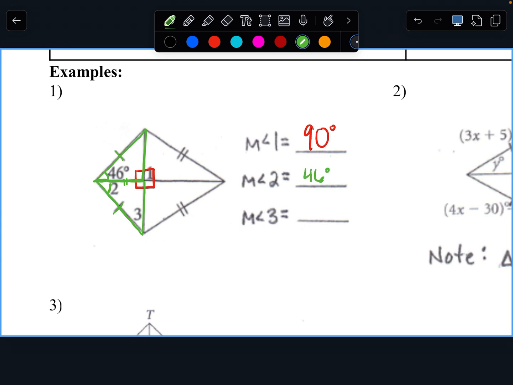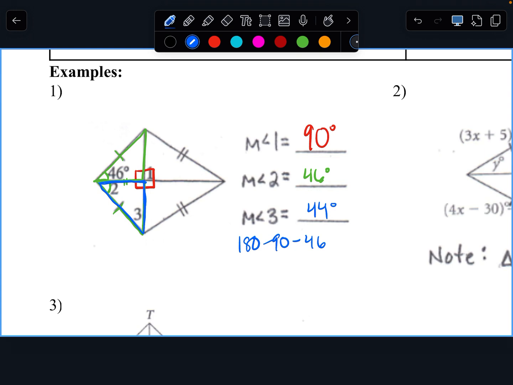And then for angle 3, you're going to do some 180 action. So don't forget triangle things. Like 180 minus 90 minus 46. 44. Okay, so congruent triangles, that's a thing.